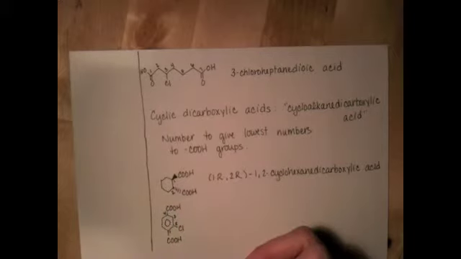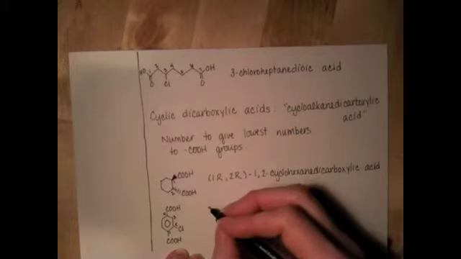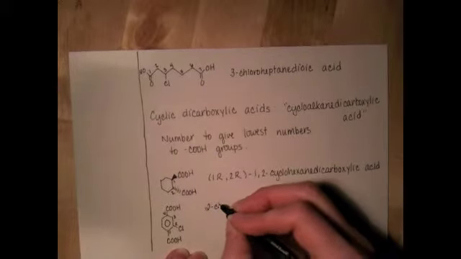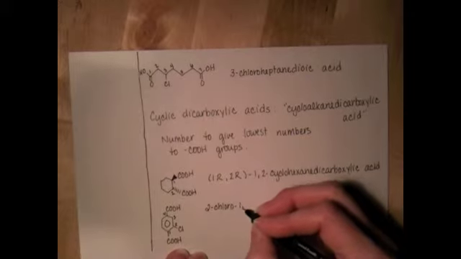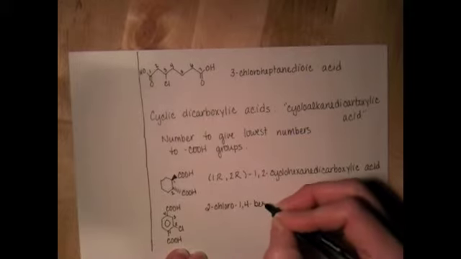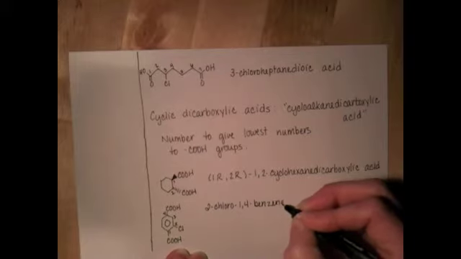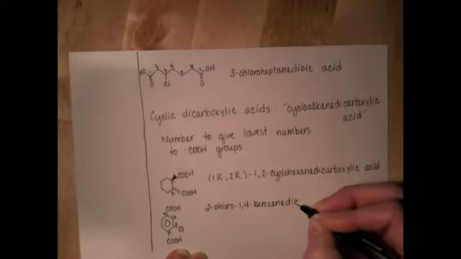The other way would put the chlorine on carbon number 3. Either way, our carboxyl groups are going to be on carbons 1 and 4. So one name for this molecule would be 2-chloro-1,4-benzene dicarboxylic acid.